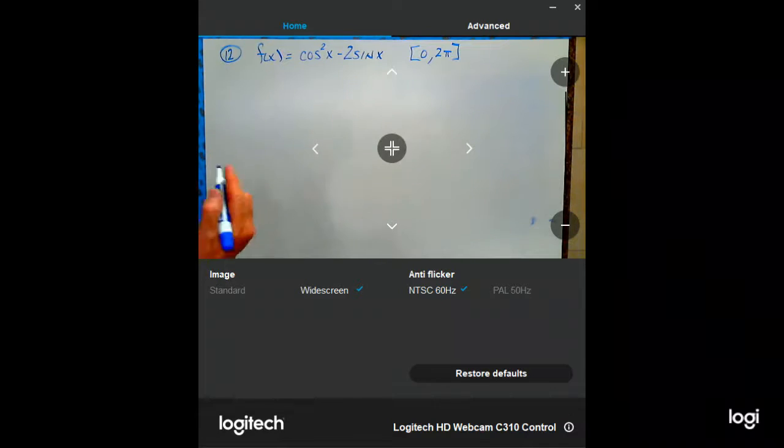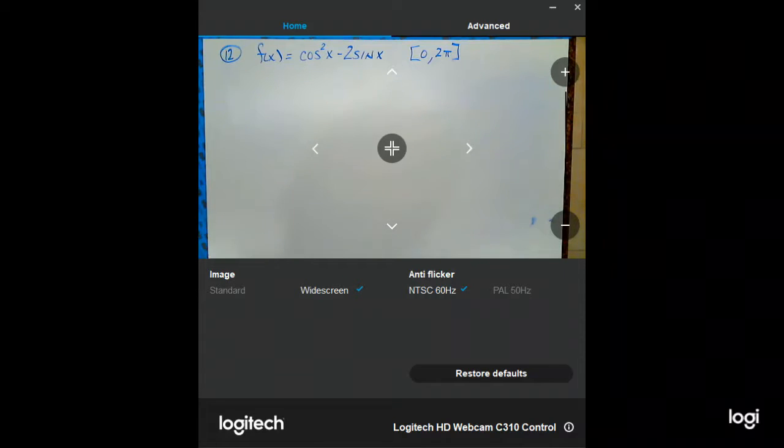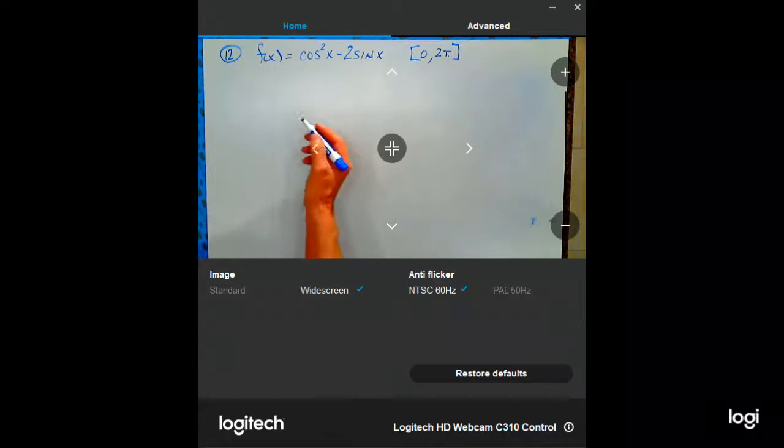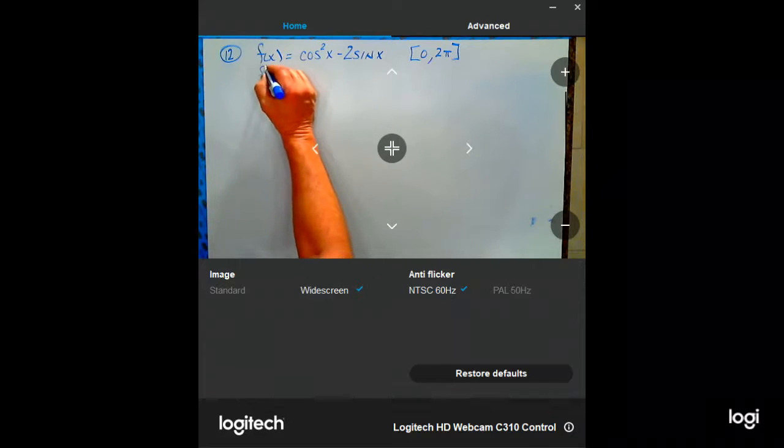So we've got this function, and we're going to take the derivative. Now, we know going into this, we're going to need the derivative, and we're going to need the second derivative, right? Those are the two things we're going to need. So before we even begin to solve the problem, let's go ahead and calculate both of those derivatives.